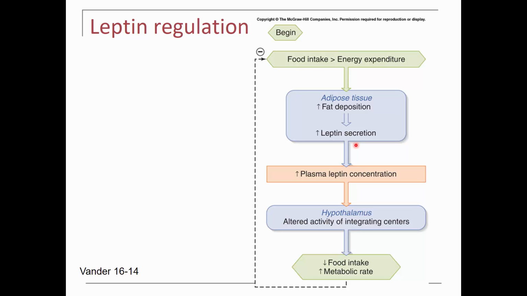So people that lose a little adipose tissue, they'll lose leptin, their appetite goes up, their metabolism goes down, and they gain the weight back. Or they gain some weight, they produce more leptin, their metabolism goes up, their food intake goes down, and they lose the weight and they get back. So it's sort of the lipostatic hypothesis of weight control.